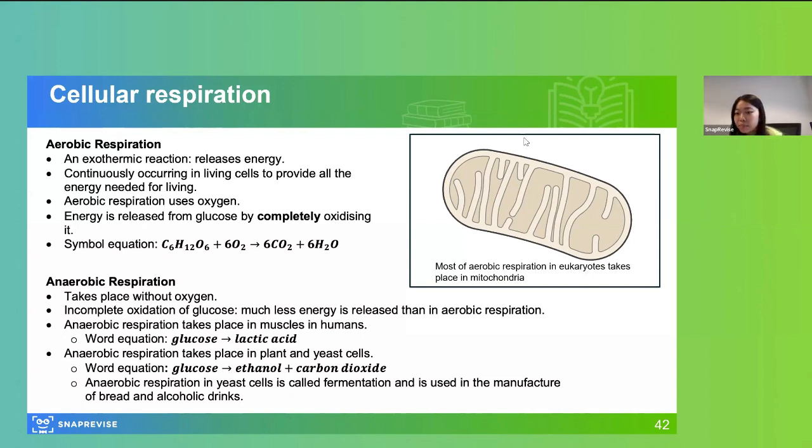One thing to also point out, aerobic respiration in eukaryotes takes place in the mitochondria. Sometimes they do ask you where it takes place, so that's something to keep in mind. It is in the mitochondria. This is aerobic respiration, and this is only in eukaryotes. Eukaryotes, aerobic respiration, it's in the mitochondria. That's just something to point out.